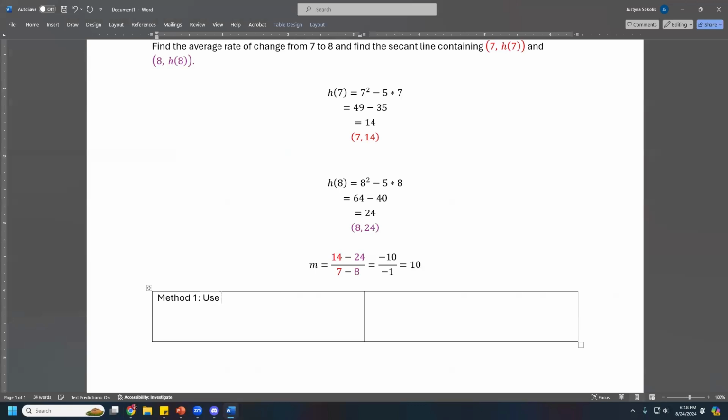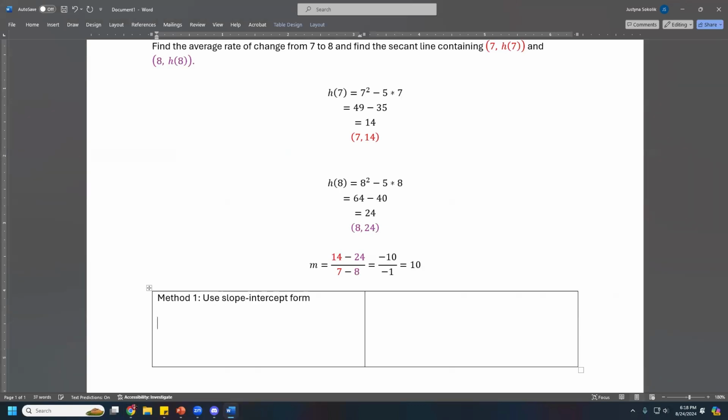So I would say use slope-intercept form. I know y equals mx plus b for slope-intercept form, but we just found out that our m should be 10. So the only thing I'm missing now is this b value. Remember, this b value is supposed to be the y-intercept, but I don't know it. I do, though. I do know my x and my y.